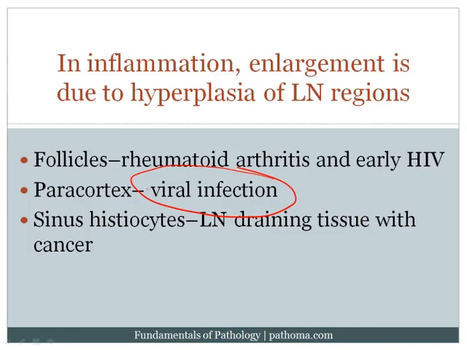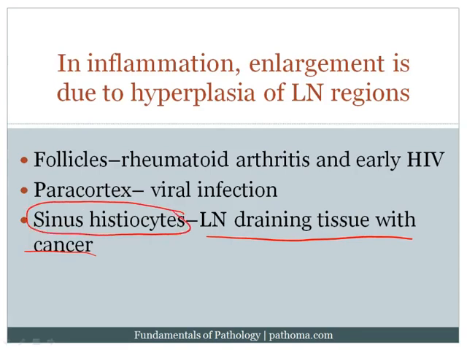And then finally, we can see enlargement of the lymph node due to expansion of the region where the histiocytes live. And of course, the histiocytes live deep in the sinus, in the medulla of the lymph node. And this is classically seen when there is a lymph node that is draining a region of cancer. Let's say that a woman has breast cancer and there are some lymph nodes that are draining that region. Well, it would be classic to see sinus histiocytosis in those lymph nodes. Now, of course, the cancer hasn't gone to the lymph node in this case, but this lymph node is simply becoming reactive because it's draining a region of cancer. And so that's another classic cause of lymphadenopathy.